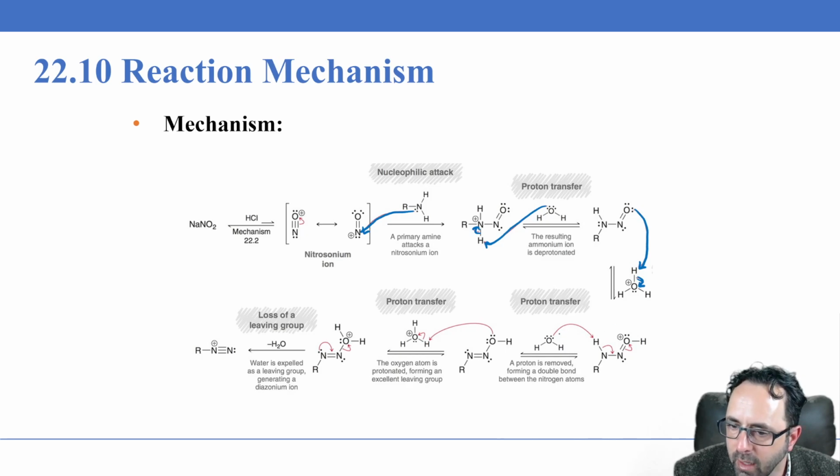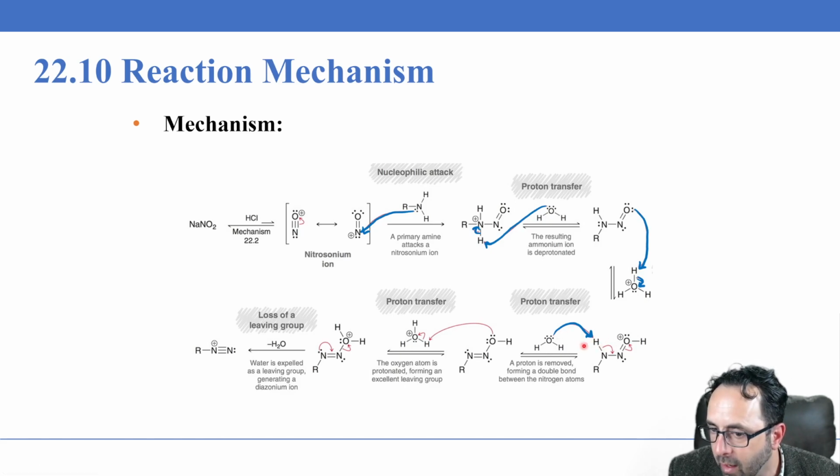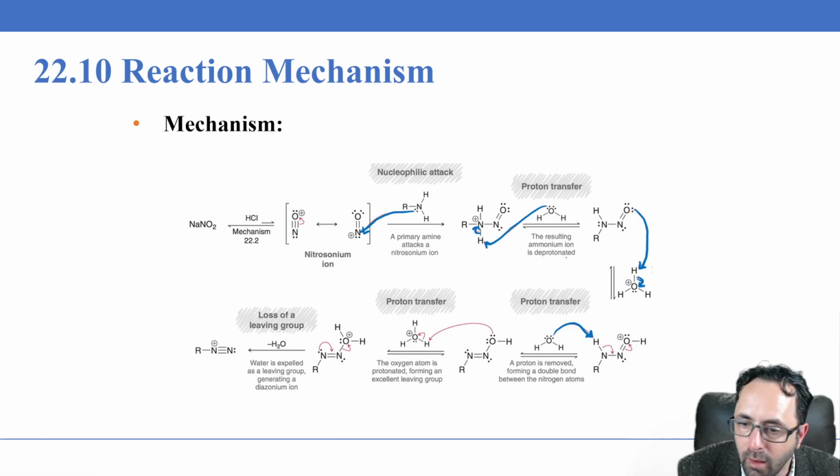So if we have anything even weakly basic here, like water, the second proton of nitrogen, so notice the difference here. Again, this is a primary amine, so it has 2 protons to lose. The secondary amine lost 1 proton, but then it had no more protons to lose. However, the primary amine has a second proton to lose. And when it does lose that proton, a double bond is formed between the 2 nitrogen atoms, and the oxygen now is creating a single bond with the nitrogen.